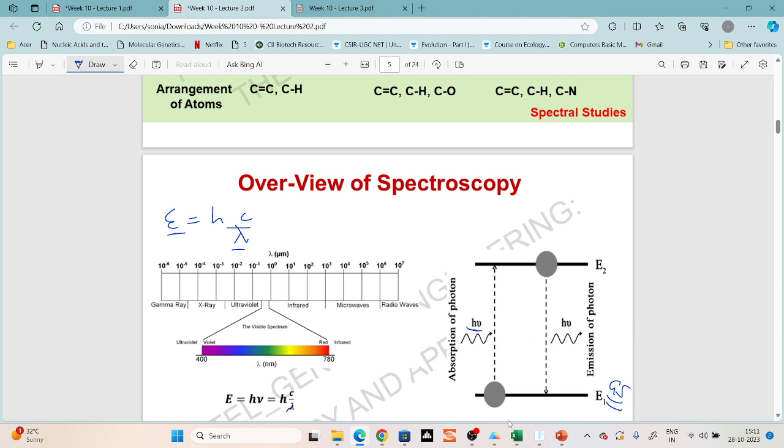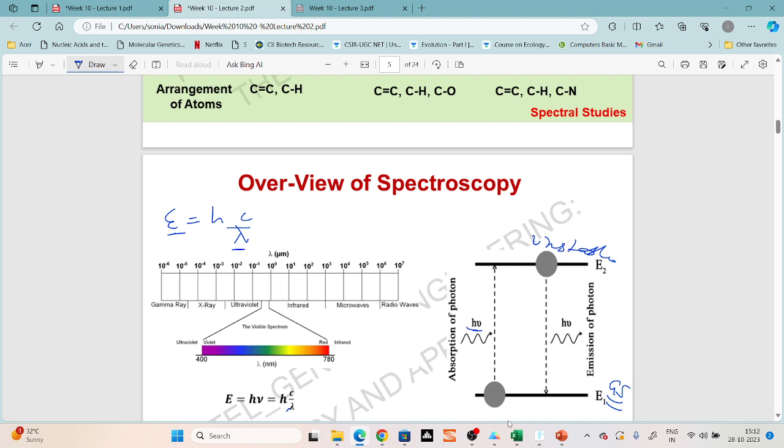Now it is so excited that it is unstable. As it is unstable, it will try to come back to its normal ground state. While coming back to the ground state, it is emitting the energy, so it is emission of a photon. So basically, when you are doing spectroscopy, you are studying the absorption and emission properties of various molecules, electrons, and functional groups. These absorption and emission properties are different, and that determines the kind of spectroscopic techniques that can be utilized.